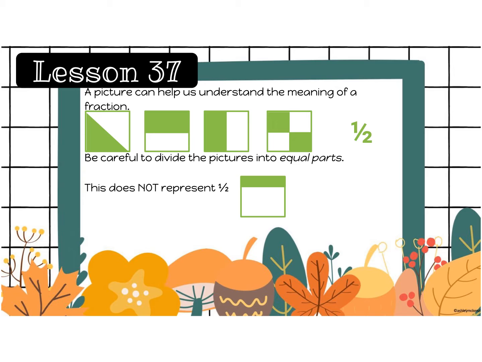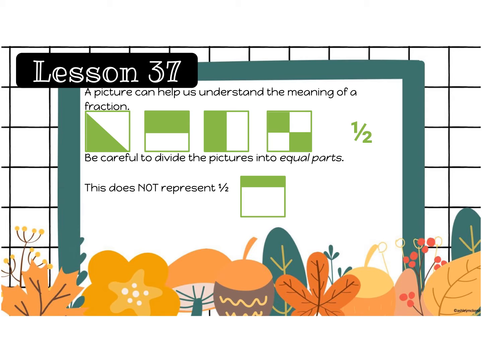Okay, looking up here on the board, it says a picture can help us understand the meaning of a fraction. Visuals are great. I'm a very visual person. Sometimes illustrations and drawings help me a ton understand what I'm working with. It says be careful to divide the pictures into equal parts. So all of these are examples of 1/2. I can split a square diagonally. Why? Because a square is the same on all sides. So if I split it down diagonally, that means each of those triangles is the exact same.